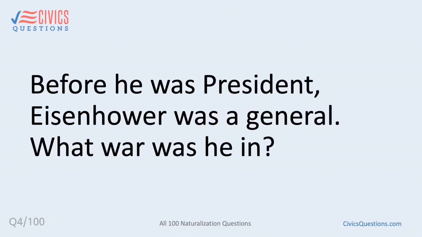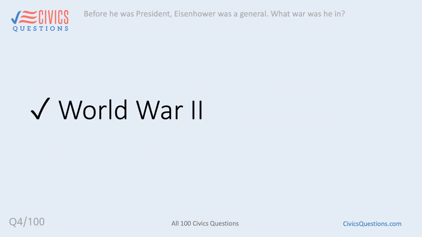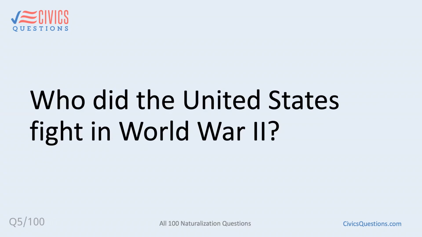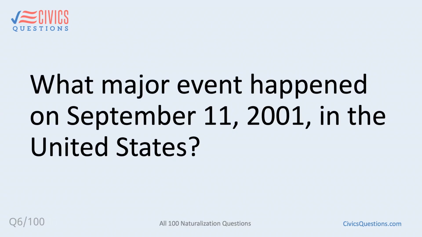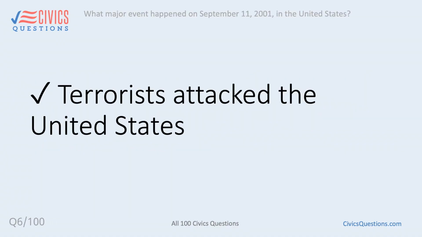Before he was president, Eisenhower was a general. What war was he in? World War II. Who did the United States fight in World War II? Japan, Germany, and Italy. What major event happened on September 11, 2001 in the United States? Terrorists attacked the United States.